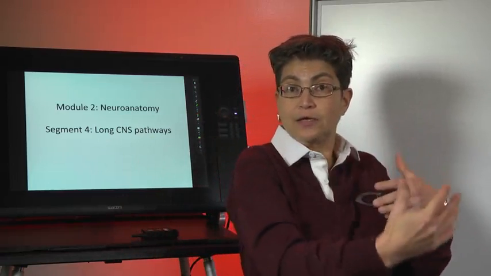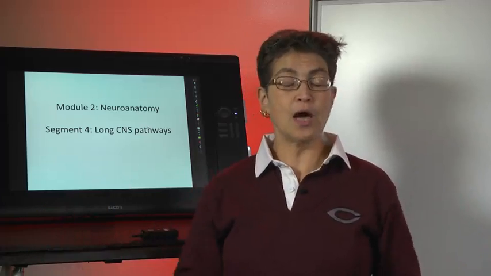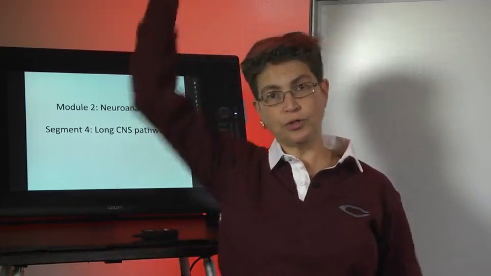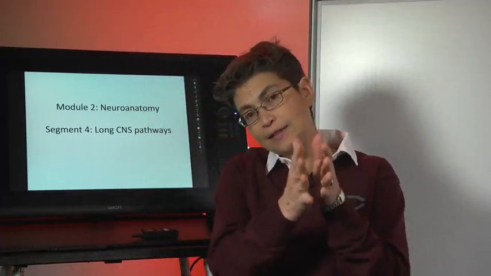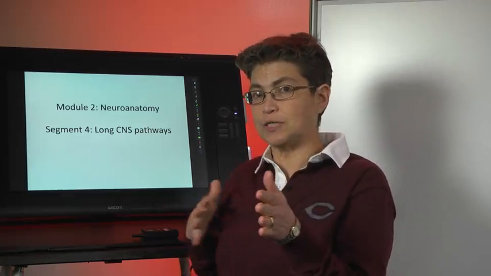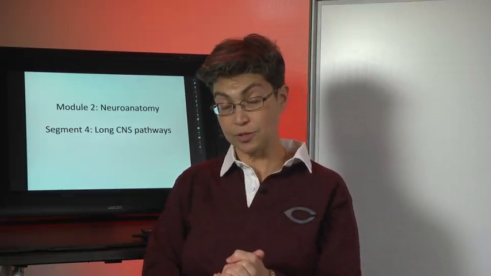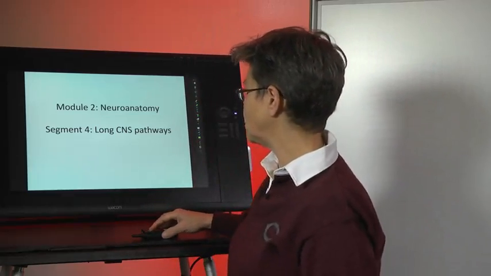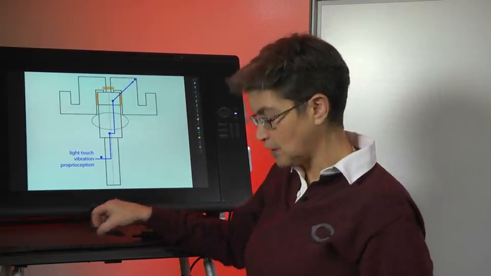And in the case of voluntary movement, we have to take information from the cerebral cortex, where I decide I'm going to raise my hand, and get that information from the cerebral cortex out to the muscles that are going to allow me to raise my hand. So let's start with the sensory pathways.